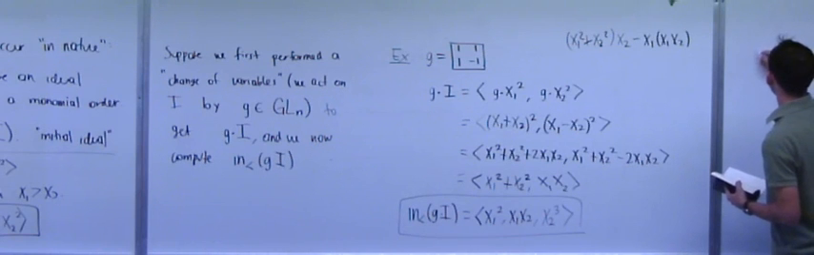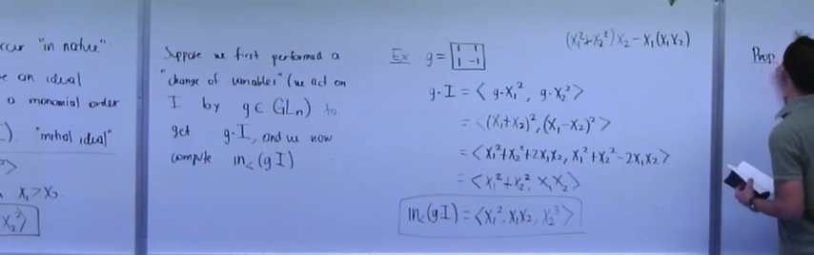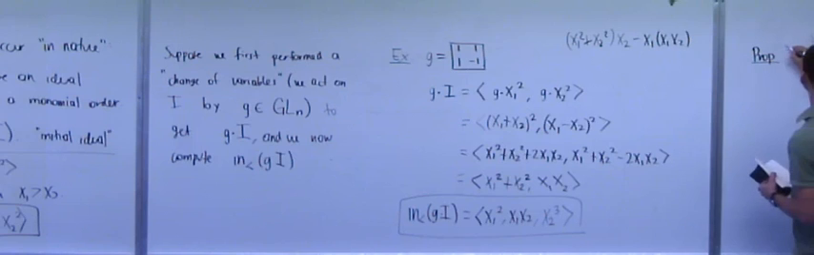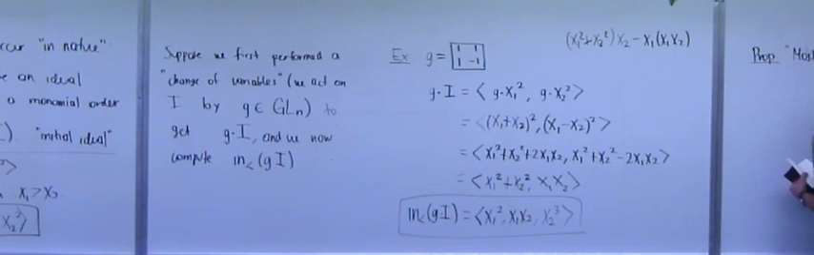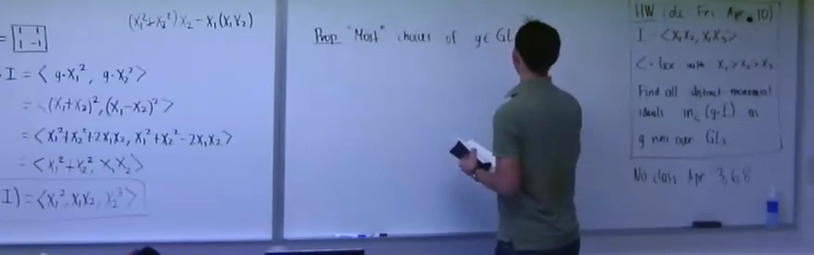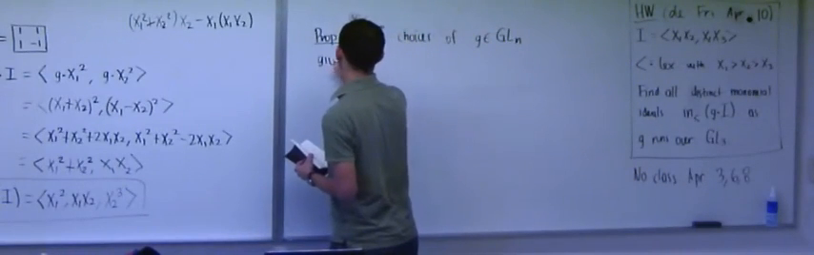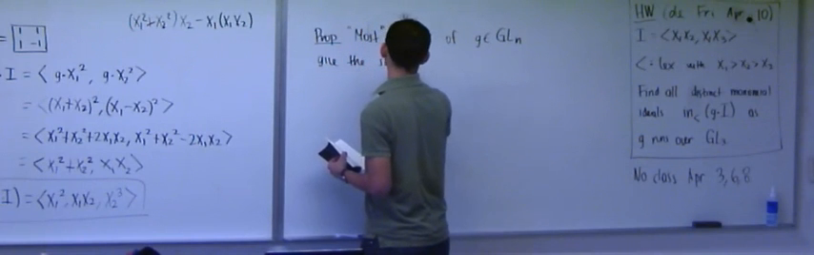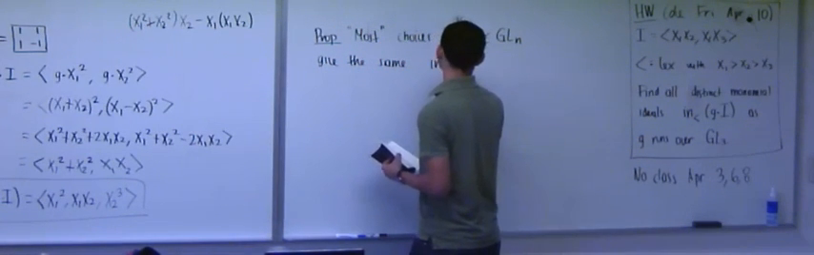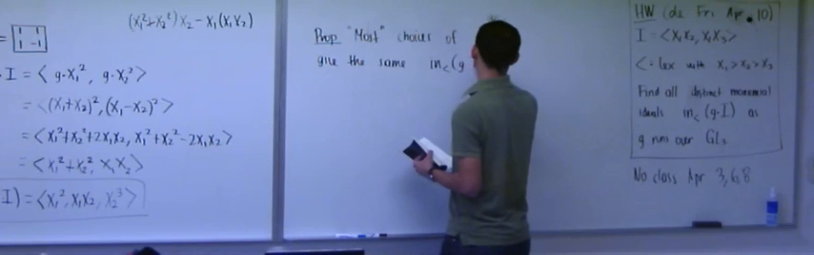So, proposition: most, and I'm going to say what I mean by most here, most choices of G give you the same initial ideal. Okay.